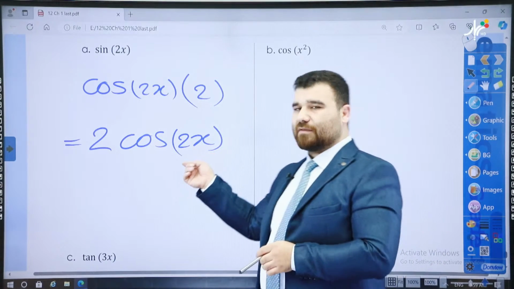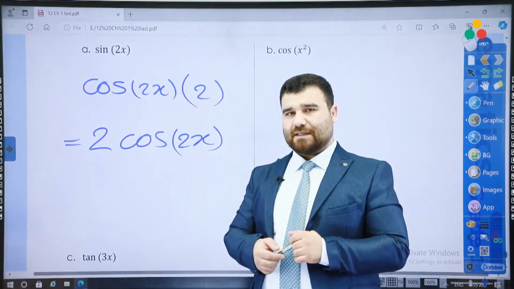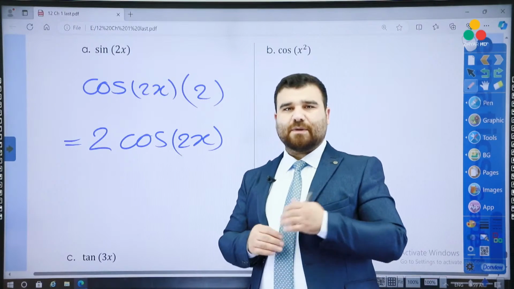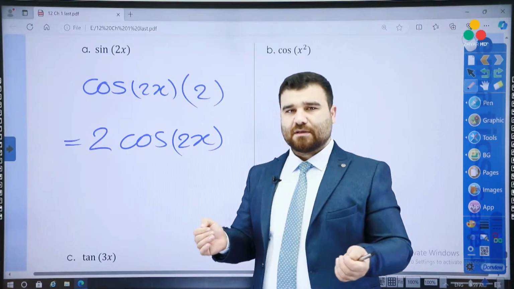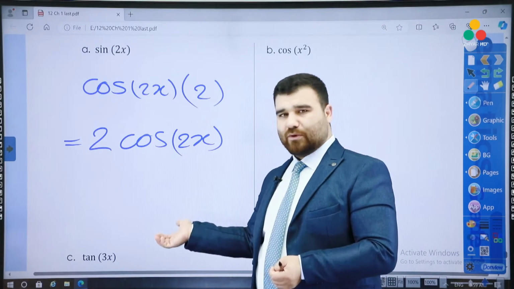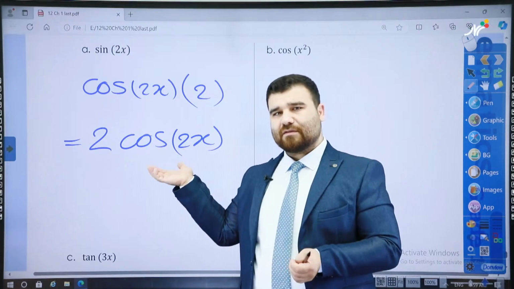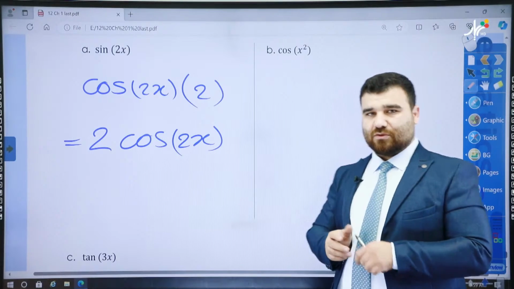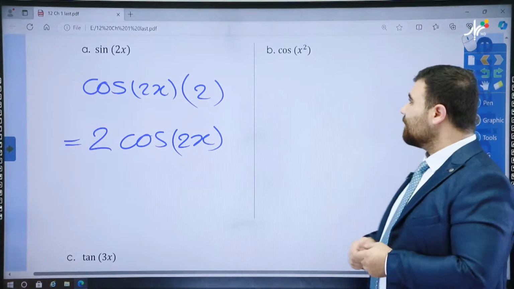This is the final answer. This could also be simplified using the trigonometric identities, but it depends on the multiple choices. Do we need to simplify this further, or are the choices given like this? So this is where you make the decision to simplify it more or not.